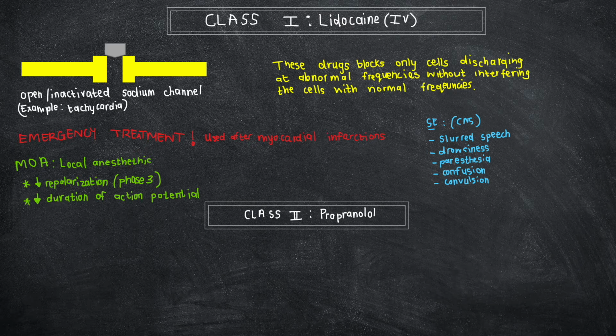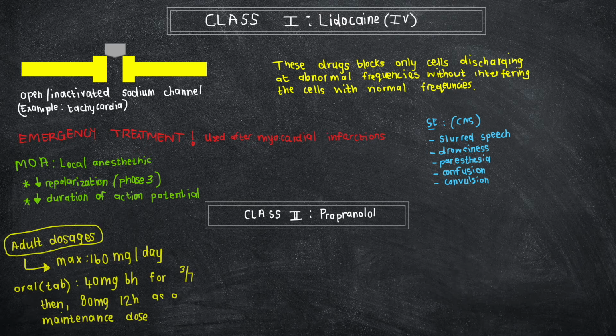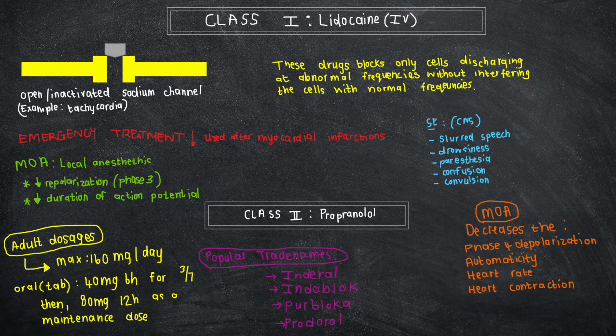Alright, so let's move on to the second class, which is going to be the beta adrenergic blockers. For example, propranolol, very known to all of us. The adult dosages for these drugs is going to be a maximum of 160 mg a day. When initiating the patient on this therapy, you want the dose to be slowly titrated upwards. It's kind of good if it's a quite frequently used drug to know the trade names. It just helps you to communicate with your patients more effectively. And then the mechanism of action. It decreases the depolarization, the automaticity, the heart rate and the heart contraction, and also mortality rate, which is a big plus.